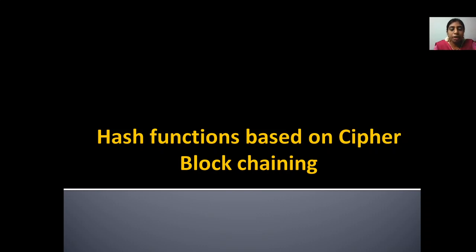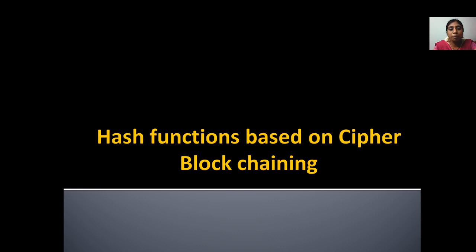Good morning. Today our topic is hash functions based on the cipher block chaining. As you know, the hash function is one of the security services. We have three security services: one is message encryption, the other one is MAC, and the third one is the hash function.